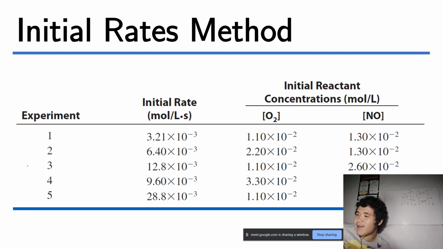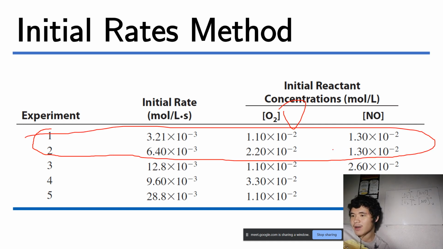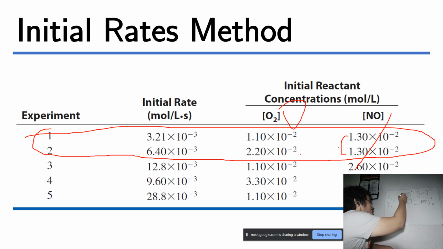For example, which two experiments should I prepare to get the exponent for O2? Look closely: the NO will cancel because they have the same concentration. So let's solve, the larger initial rate over the smaller: R2 over R1 equals k times the concentrations. Cancel the k. The NO has the same concentration, so we cancel it. What's left is 2.20 times 10 to the negative 2 over 1.10 times 10 to the negative 2.